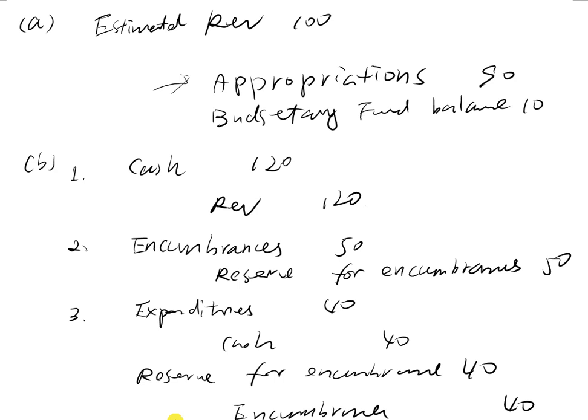I have 10 remaining balance for encumbrances. I have 40 expenditures. So remaining money to spend is 90 minus 10 minus 40, which equals 40. All right. So 10 is still reserved. 10 is the remaining balance for reserve for encumbrances. This is for future expenditures.